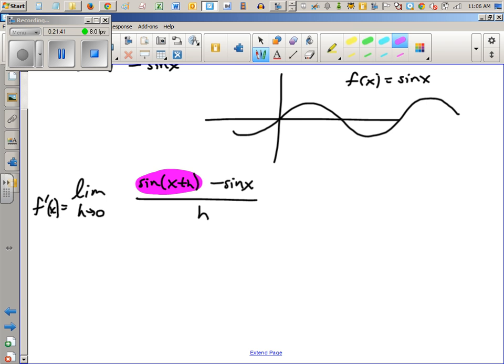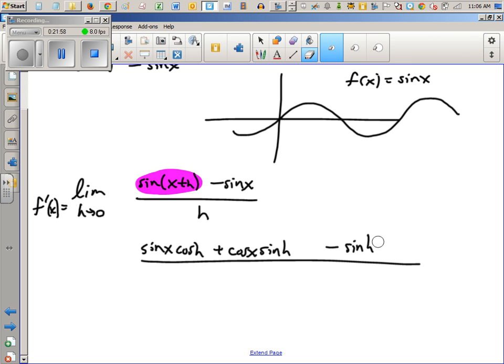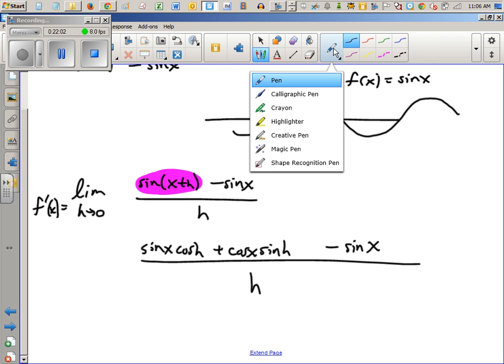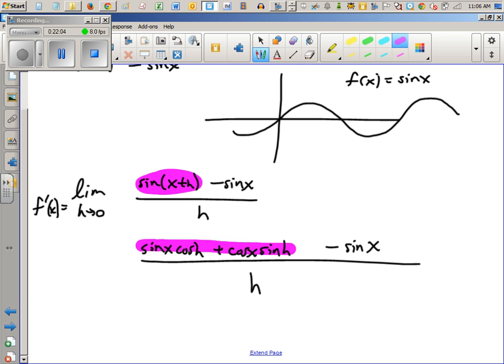But see this sine x plus h? A lot of people expand this the wrong way. That technically is sine x cos h plus cos x sine h. Okay? So that's just something people do. They misunderstand sine of x plus h. This is the identity we learned, remember?